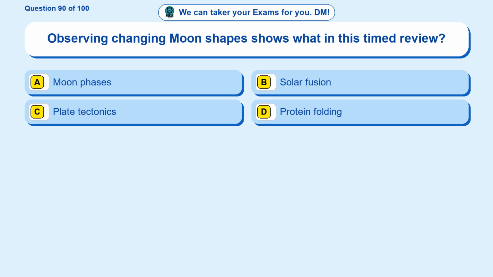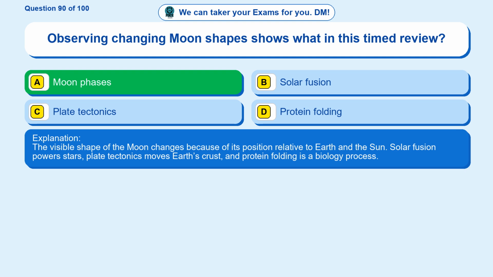Question 90. Observing changing moon shapes shows what in this timed review? Option A, moon phases. Option B, solar fusion. Option C, plate tectonics. Option D, protein folding. The correct answer is option A. Moon phases. The visible shape of the moon changes because of its position relative to Earth and the Sun. Solar fusion powers stars, plate tectonics moves Earth's crust, and protein folding is a biology process.